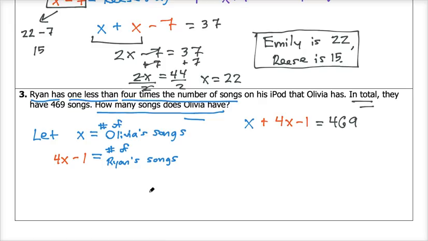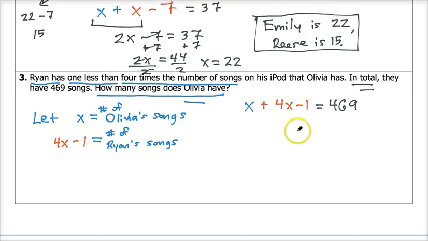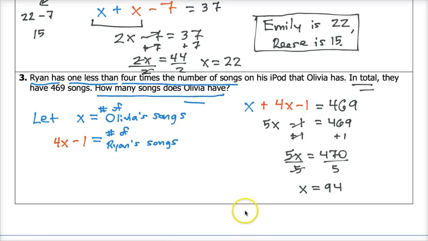Okay, I'm going to pause the video. I want you to solve this equation for X, and then once you've done that, click play to check that answer. Okay, if you did that correctly, you should have found that X is equal to 94, and so X is the number of Olivia's songs, so therefore we've answered our question. Olivia has 94 songs.